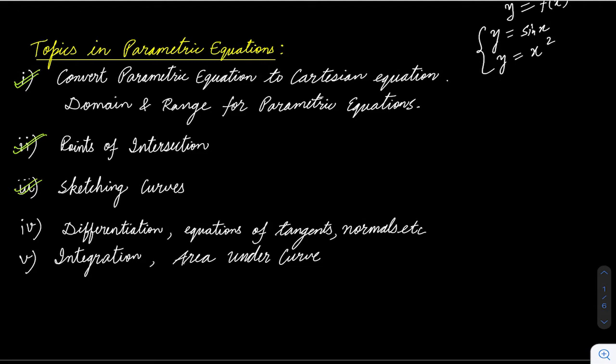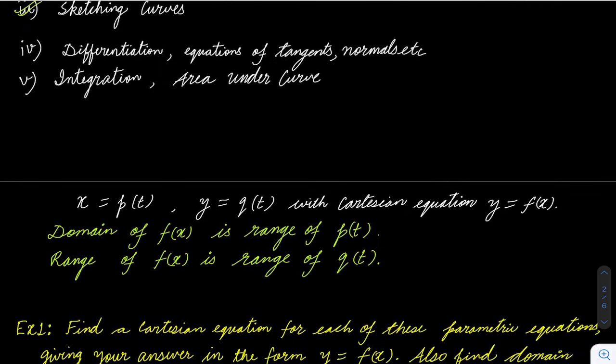So basically in this video, that is the parametric equation video, we will do the first topic, second topic and third topic. Okay, so this is part 1. We will first learn how to convert a parametric equation into Cartesian, and how to find the domain and range for parametric equations. Okay, let's start.